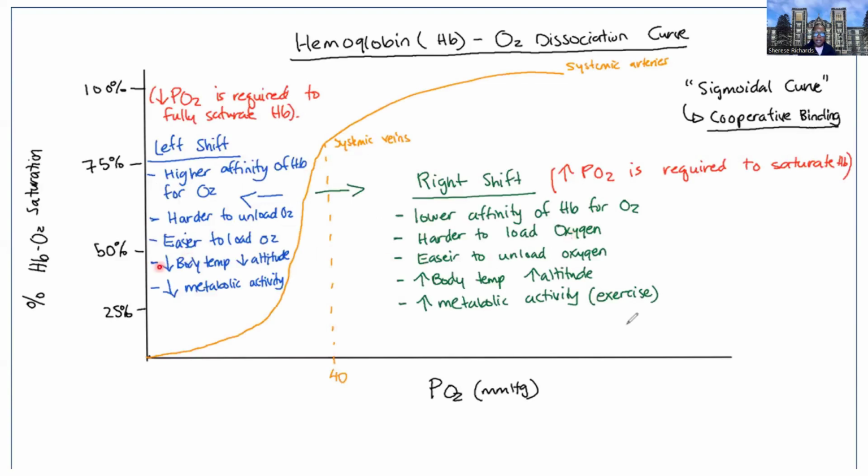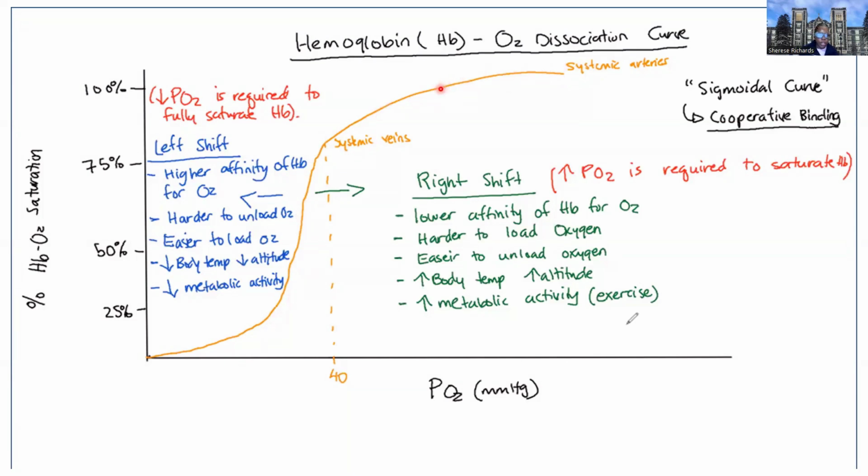Okay, now this is what I was describing earlier. So this is the curve that we described in its normal state. So we have our sigmoidal shaped curve. This is facilitating what we call cooperative binding, which means that this is the normal state of the oxygen and hemoglobin relationship. We have about 75% saturation in our systemic veins, and then 100% saturation in our systemic arteries. And this is the shape of the curve under normal circumstances.